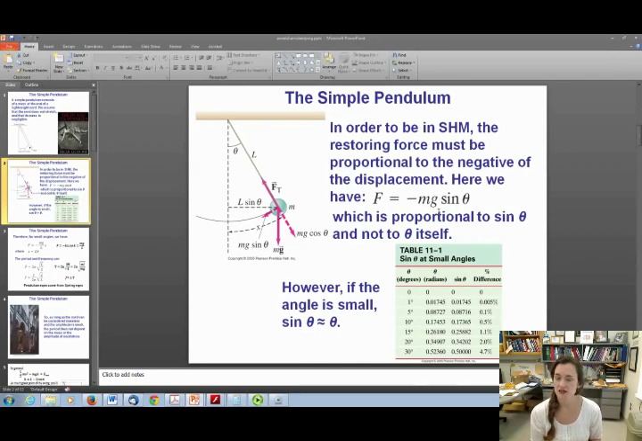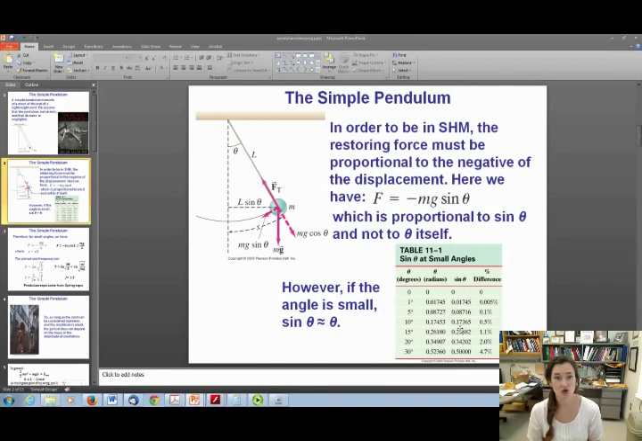But as long as the angle is small, sine of theta is very close to theta. There's a chart down at the right-hand side that shows theta in degrees and theta in radians, and then sine of theta. If you compare the values of theta given in radians, which is the SI unit for angle, and then sine of theta, you can see that they're really, really close together as long as the angle is small.